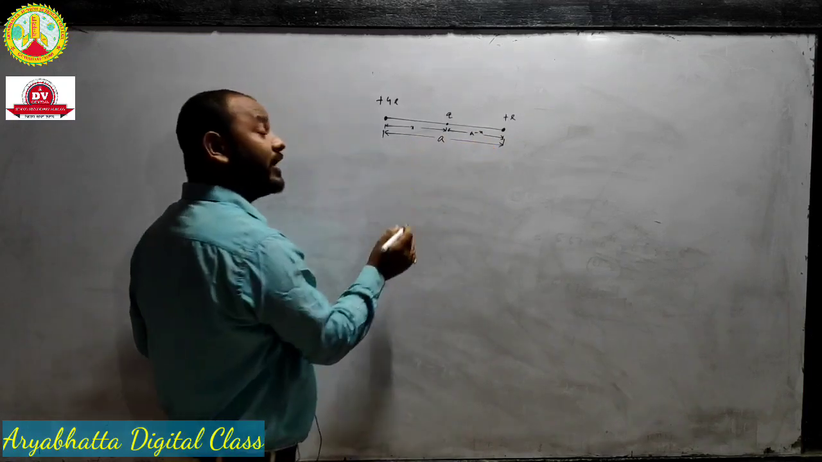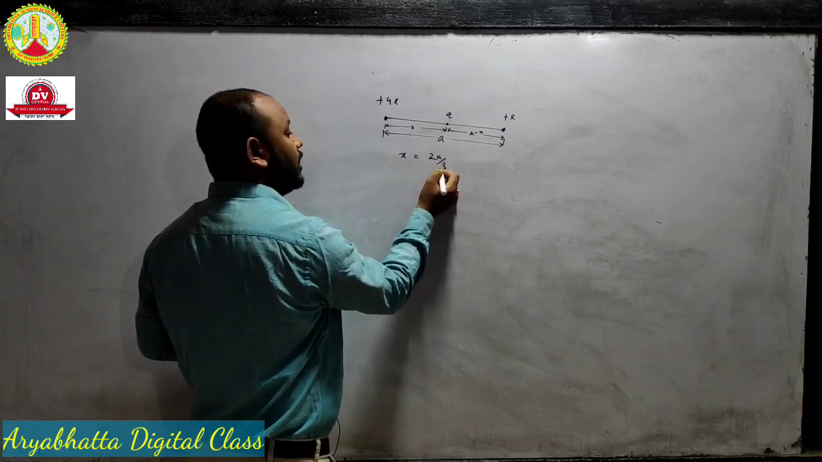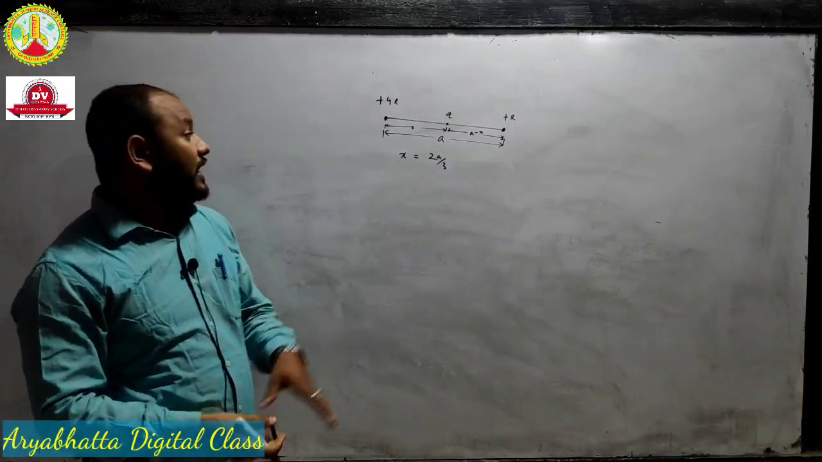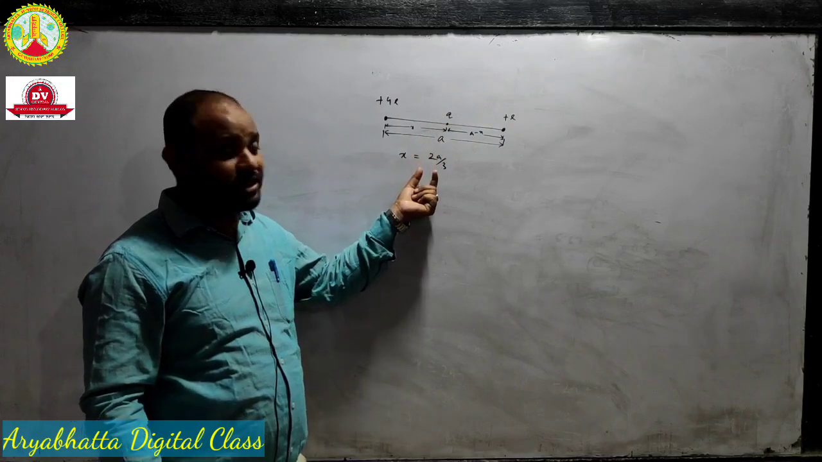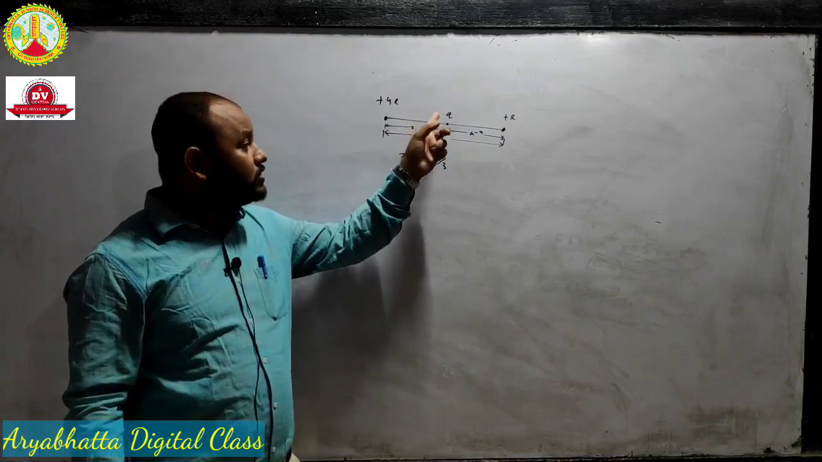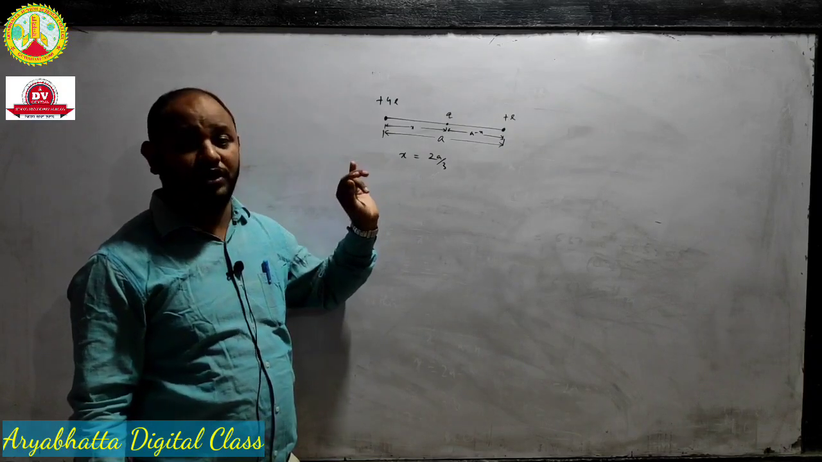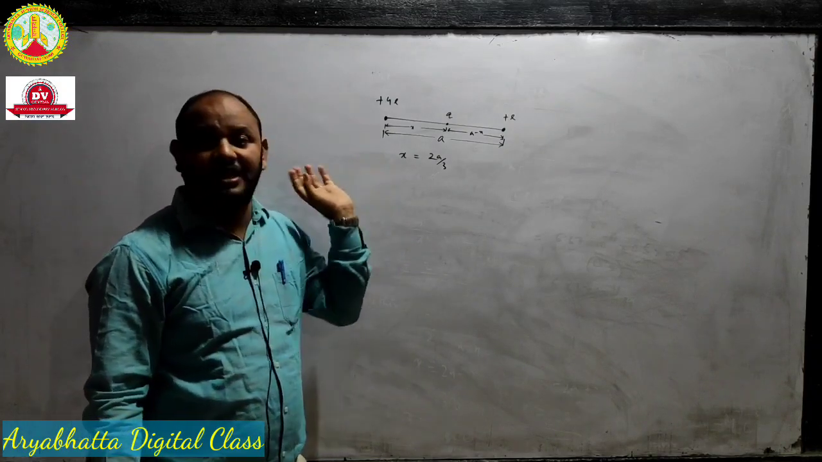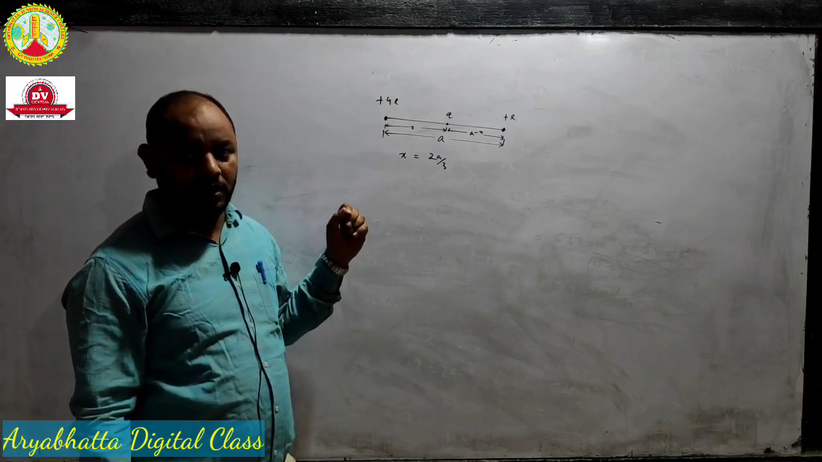And we have already calculated the value of x: twice a by 3. That means if we put a test charge, a point charge, at a distance twice a by 3, the point charge will be in equilibrium. Okay, that is the answer of that question, and we have discussed it in the last classes. Okay, there is another question.